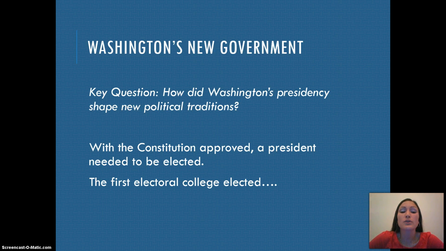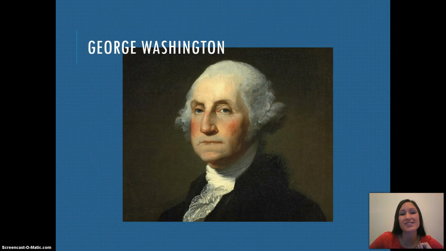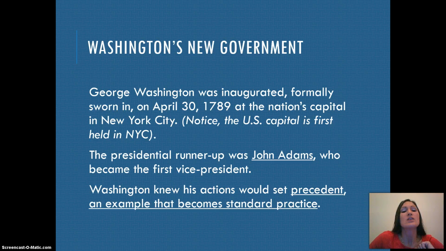With the Constitution approved, a president needed to be elected, and the first electoral college elected, who was it? George Washington, our first president under the Constitution. George Washington was inaugurated, formally sworn in, on April 30th, 1789 at the nation's capital in New York City. Notice the capital is in New York City, not Washington, D.C. It is then moved to Philadelphia and then Washington, D.C.